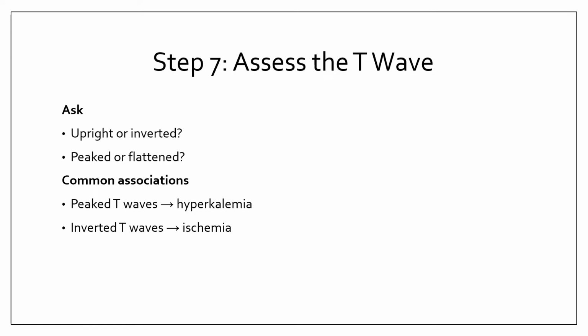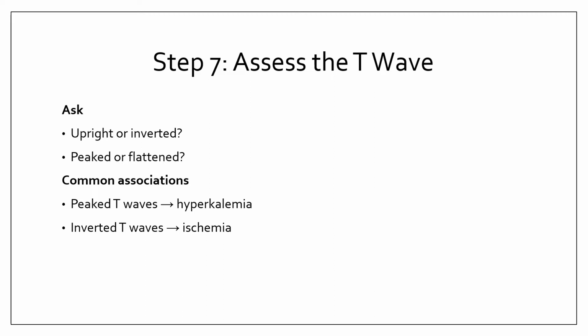So by this point, we've evaluated rate, rhythm, conduction, and injury. The T wave is going to give us important clues about repolarization problems, often related to ischemia or electrolytes. So what we want to do is ask ourselves, what does the T wave look like? The T wave represents ventricular repolarization or electrical recovery, and in most leads, a normal T wave is upright, smooth, and rounded. So is the T wave upright or inverted?